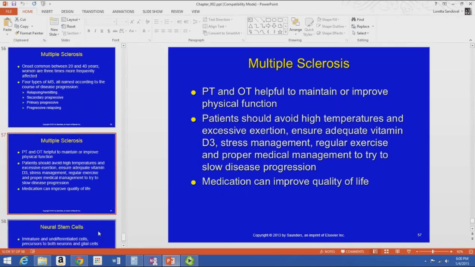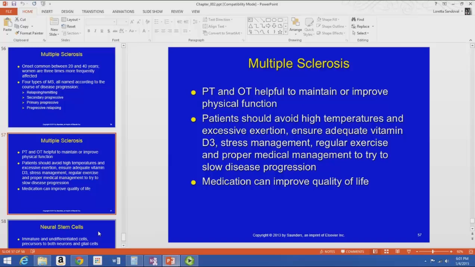PT and OT can be really helpful for people with MS to help maintain or improve their physical function. We're often working with people to figure out energy conservation techniques and ways to avoid high temperatures. There are cooling vests people can wear, setting them up with an exercise program, setting them up with assistive devices if necessary, working on balance, and really trying to slow the disease progression.